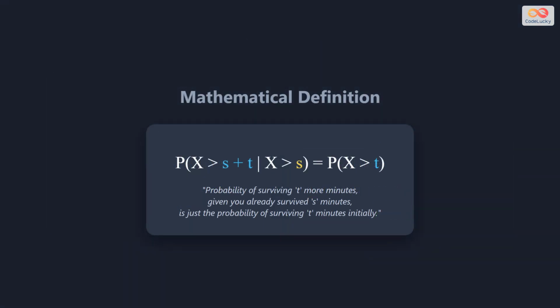Mathematically, we write it like this. The probability that x is greater than s plus t, given that x is already greater than s, is simply equal to the probability that x is greater than t. The time already elapsed, s, cancels out. The future probability depends only on the future duration, t.